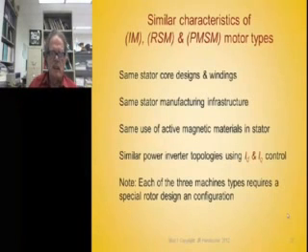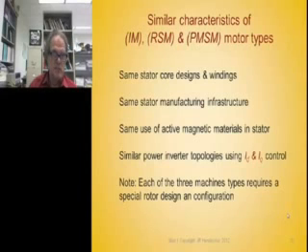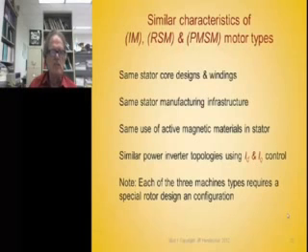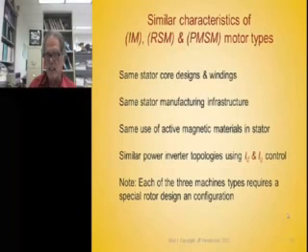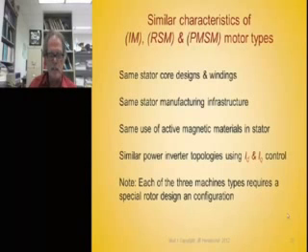What are the similar characteristics of these 3 machines? Why have we picked these machines? Well, because all 3 use the same stator core designs and windings. They can use the same laminations. The manufacturing infrastructure for the stators is the same. The choices of active magnetic materials used in the stator, the insulation systems, everything about the stator is common to all 3 of these types of machines.